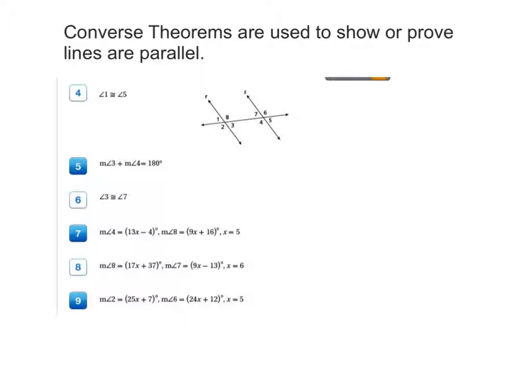Looking at number 4 here with the angle 1 and angle 5, angle 1 and angle 5 should be alternate exterior angles. They would be congruent if the lines are parallel, but vice versa. Since we know they're congruent, then we can say those lines are parallel because of the converse of alternate exterior angle theorem. Remember, the only one that is a postulate for these is corresponding angles.